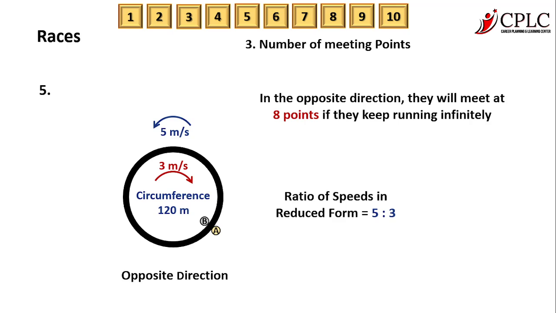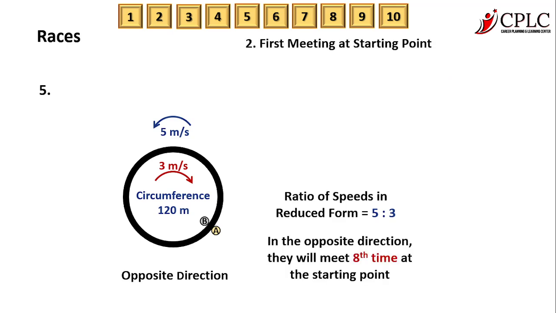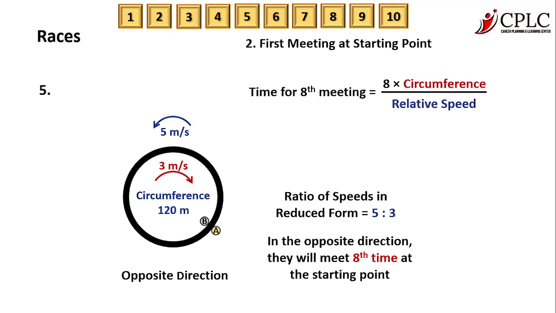But why do we need this? Because they are asking for the first meeting at the starting point. So clearly, whichever is the last meeting, that happens at the starting point. So the eighth meeting is the one that will happen at the starting point. So we are trying to find out the time taken for the eighth meeting. And hence we'll use the formula for the time taken for the nth meeting. We know that it is the first meeting time into 8. The first meeting time we already know, which is 15 seconds. 15 into 8 gives us 120 seconds as the answer to the second question.